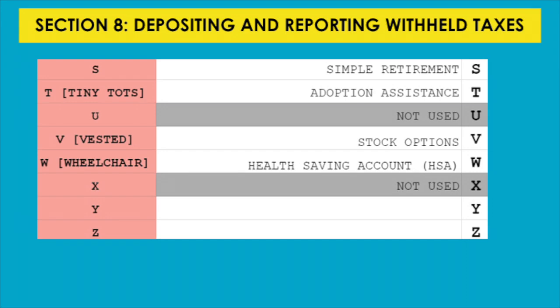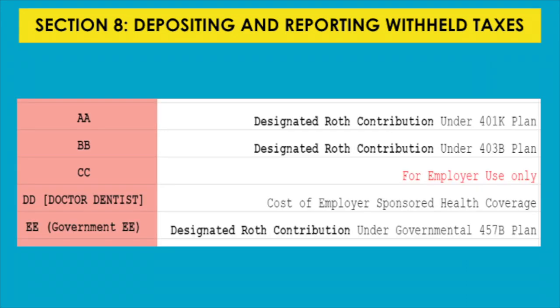W is for employer contributions using section 125 to the employee's health savings account. Y is for deferrals under section 409A qualified deferred compensation plan. And Z is for the income under a non-qualified deferred compensation plan that fails to satisfy section 409A.